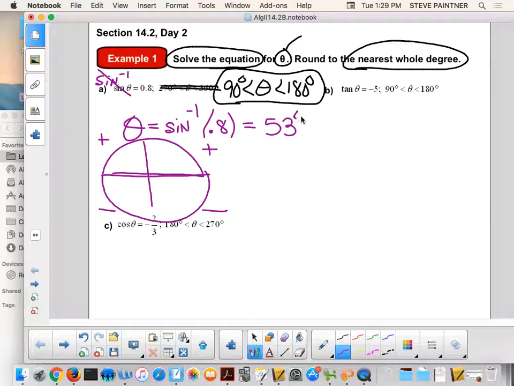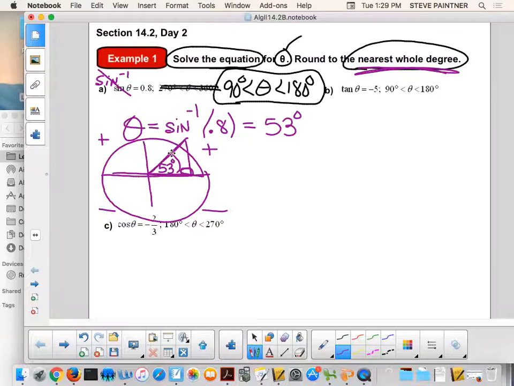53. Did you guys notice? Nearest whole degree. Okay, so the first answer is 53 degrees, right? So this is what your triangle would look like if you drew one. 53. So here's the deal. There are 2 answers in the circle. Where's the other answer? Right here.